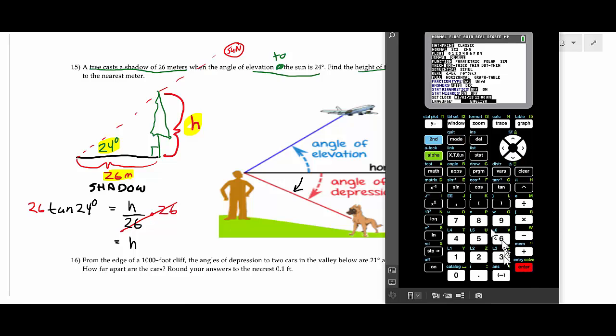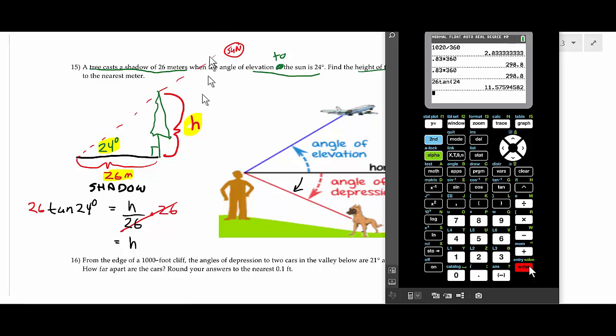Okay, so all you should have to do then is go 26 times the tangent of 24, and then we'll round it off to whatever I say. In this problem, I'm saying round to the nearest meter, so that would be 11.5, so you'd take that up to 12. I'm saying a whole number like that, so we'd say 12 meters, okay? That's how that works out.